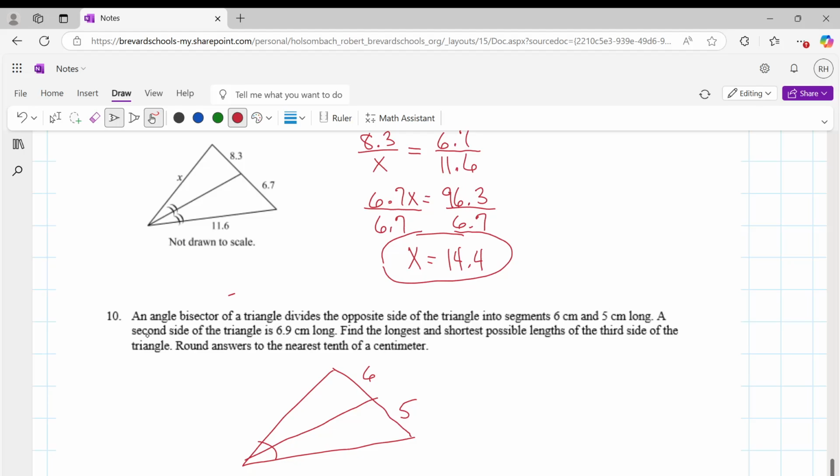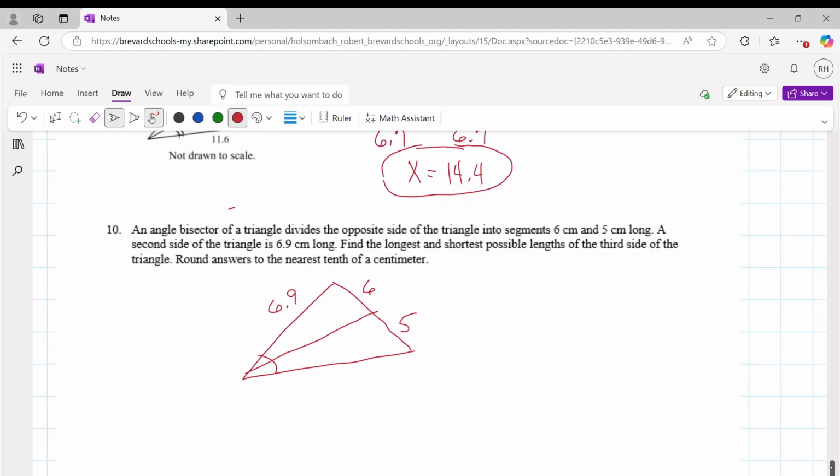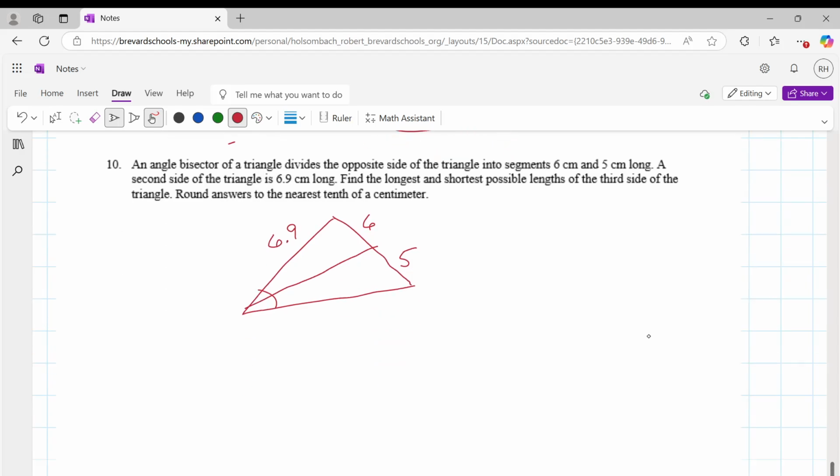A second side of the triangle is 6.9 centimeters long. So a second side, it doesn't matter which side you pick. I'm going to use this side right now, 6.9. And then I'm going to move this up a little bit. Here's the question. Find the longest and shortest possible lengths of the third side of the triangle. Round your answers to the nearest tenth. So we need longest and shortest.